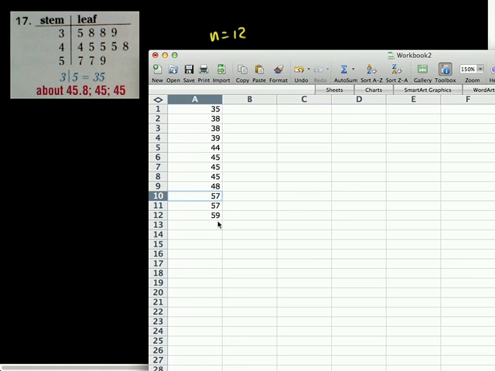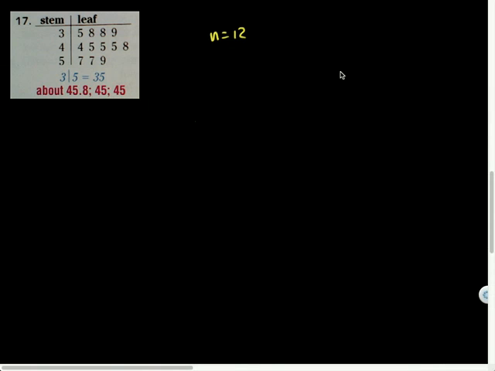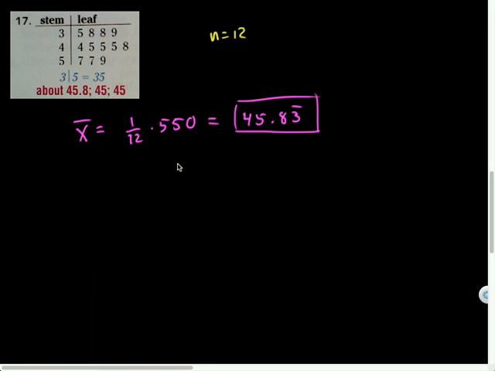So if I want to find the average, the first thing I'm going to do is find the sum of that list, right? Bam. So my sum is 550. So the mean, x bar, is going to equal 1/12 times 550, or 550 divided by 12, however you want to think about it. And that should equal 45.83 repeating, right? So that's the mean.